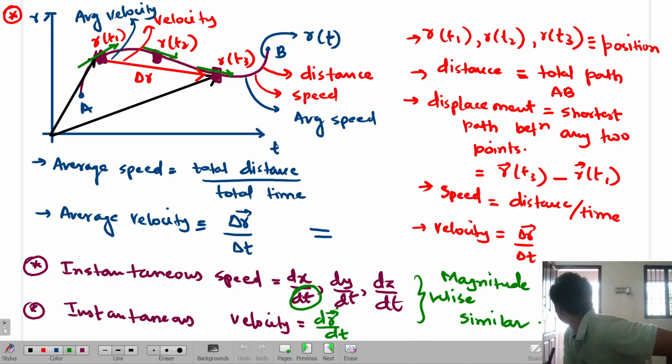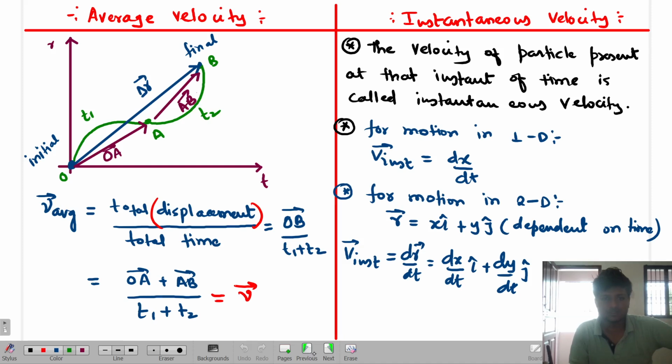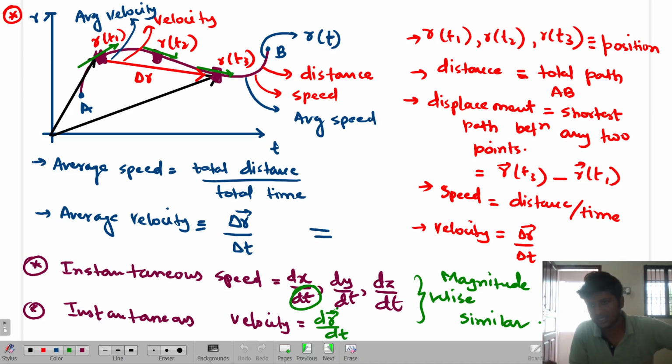Sir, are average velocity and velocity the same thing? Average velocity and velocity are definitely the same, because right now you just found that when I find the total displacement, it is exactly equal to the OB vector, isn't it? Sorry, average velocity and velocity are also the same, because displacement only means the line gap between the initial point and the final point. There is nothing called the total displacement. Got it?